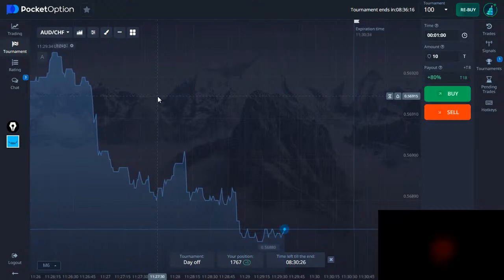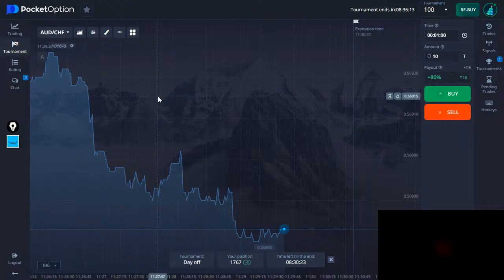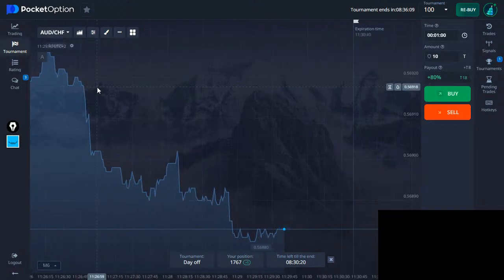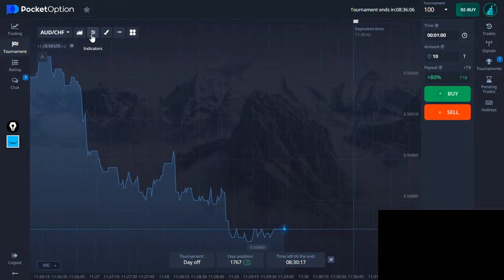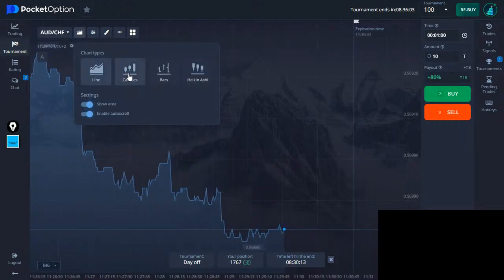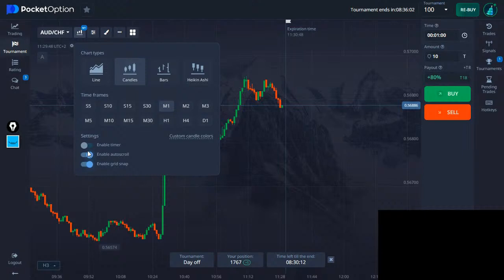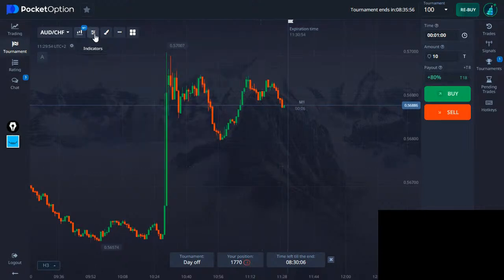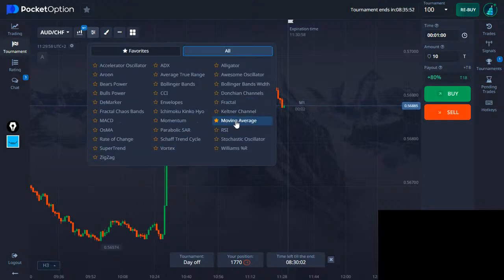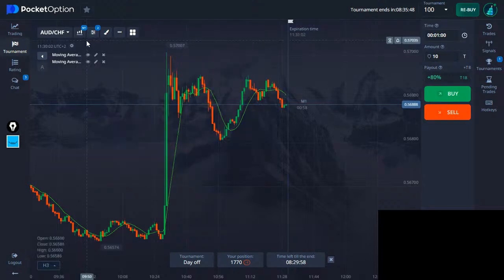All right. So let's go ahead and set up the charts and the indicators for today's strategy. First, you go to the chart type section, you select candles, you enable the timer and you disable the auto scroll. Next, you go to indicators, you press on moving average twice, okay, and that's it.